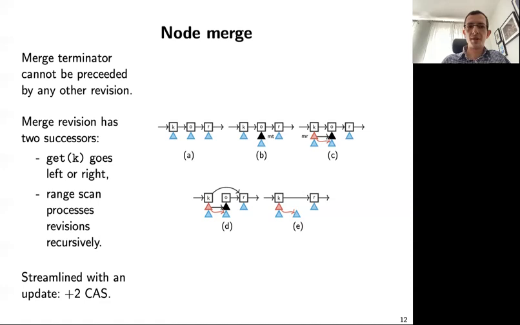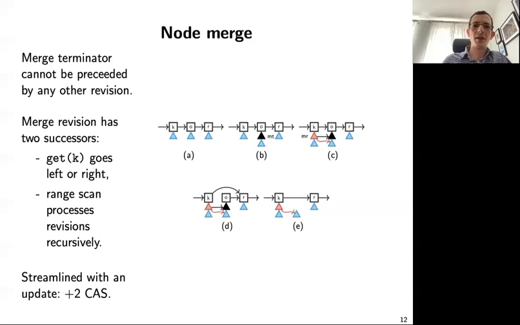In the next step, step C, we create a new so-called merge revision, here depicted as a red triangle, that encompasses the entries from the revisions at node K and node O. Note that a merge revision has 2 successors and also references the merge terminator. A merge revision is added to the head of the revision list at node K using a compare and swap operation. Then we can use compare and swap again to swing the reference to node O at node K so that it points to node R. This way we remove node O from the index.